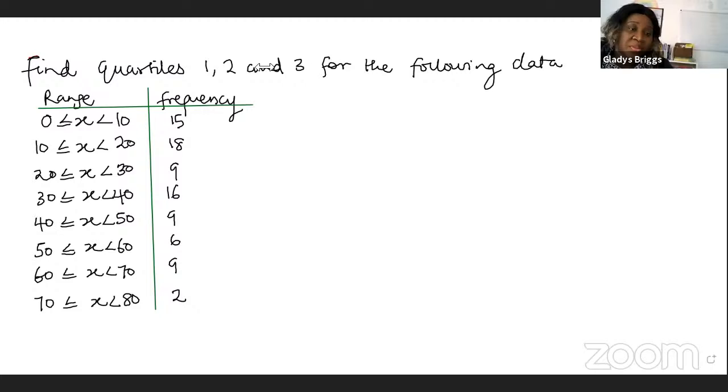Okay, you know what step one is? Cumulative frequency. And you know what step two is? Quartile position. And then you know what step three is? Apply the formula and work them out.